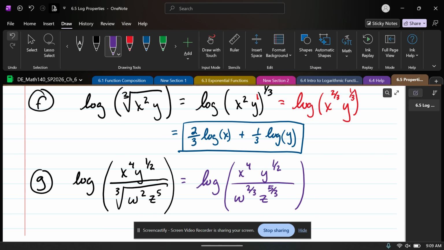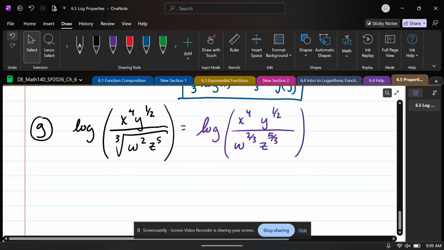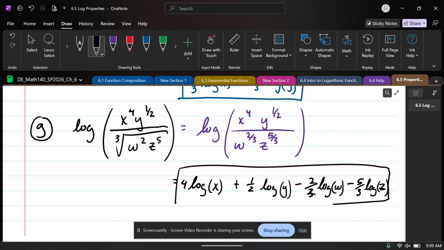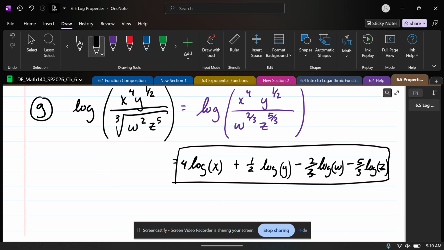All right. Splitting it apart, then we got 4 log of x plus 1/2 log of y minus 2/3 log of w minus 5/3 log of z. That's about as long as they get, really. Where you got four or 5 things to do out of that. Not too bad. All right.